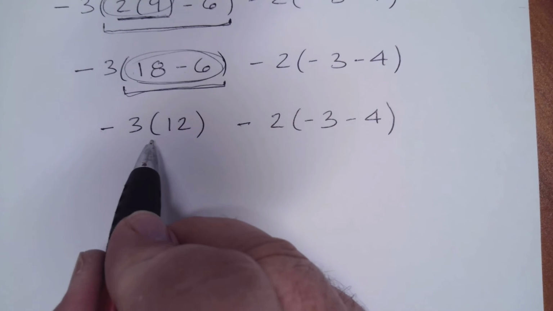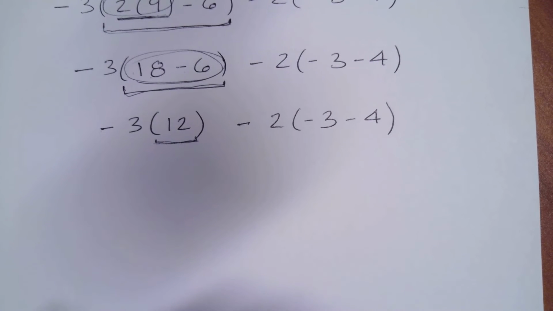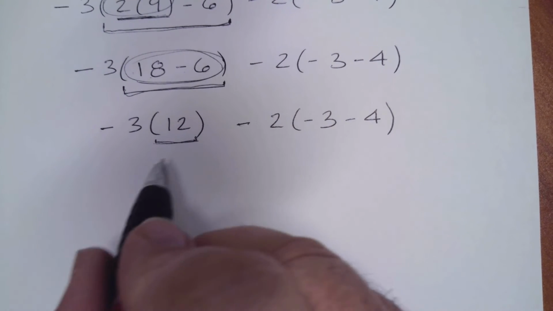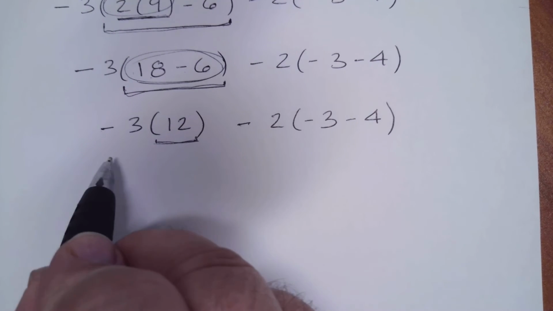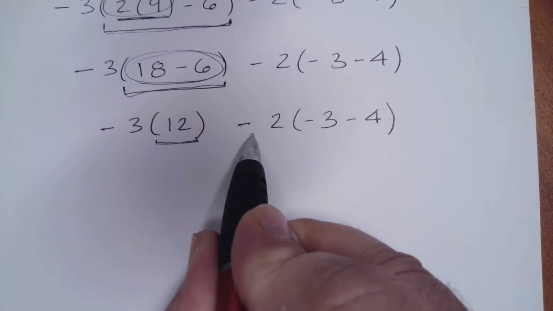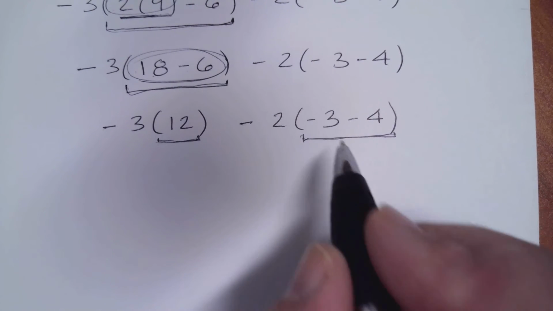Read left to right. Here's a parenthesis. Can we do anything inside there? So, let's keep on going until we find something we do something else with. Keep on going. Negative. Here's a parenthesis. Can we do anything inside there?